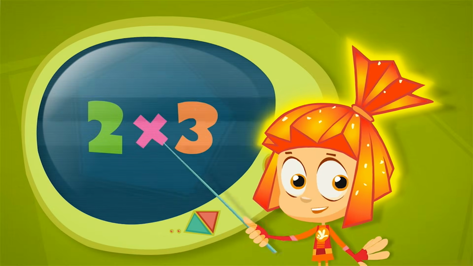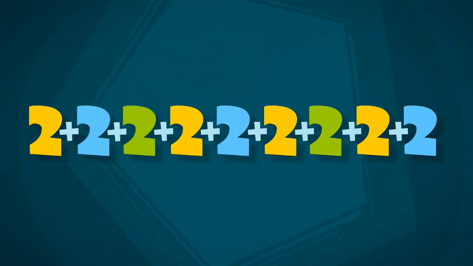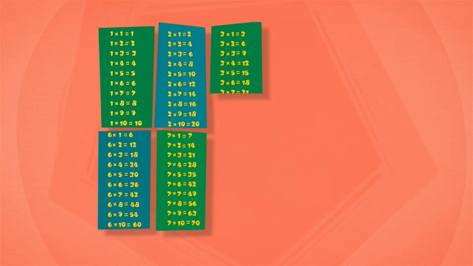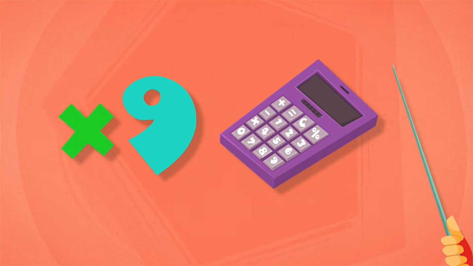To multiply 2 by 3, all you need to do is just add 3 2's together. It's much harder to multiply a number by 9. That takes too much time to add. That's why at schools they want you to memorize the table. But there's a simple way to multiply by 9 without the table or a calculator.